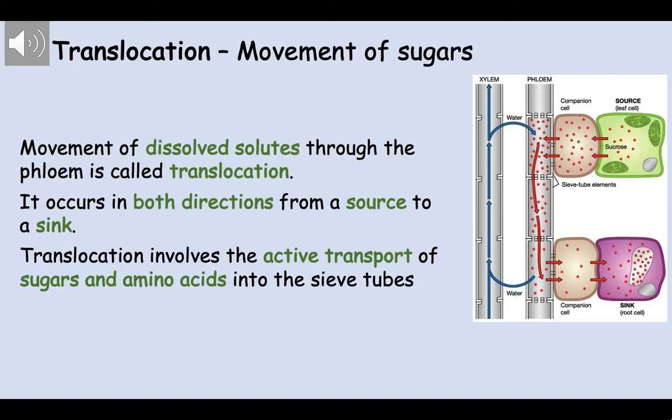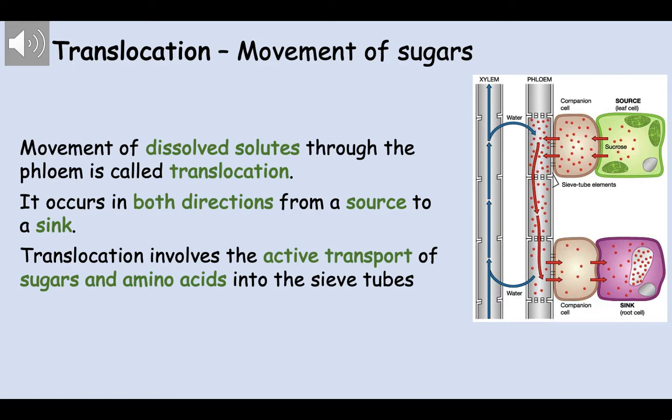Now what we are going to do is introduce two new terms, because when we talk about translocation, we talk typically about it occurring from a source to a sink. Now, sink is a bit of an odd word, but it does make sense if you bear with me. And source does make sense when you think about this is where the sugars are sourced from. So where are the sugars sourced from in the plants? That takes place in the leaf because that's where photosynthesis occurs.